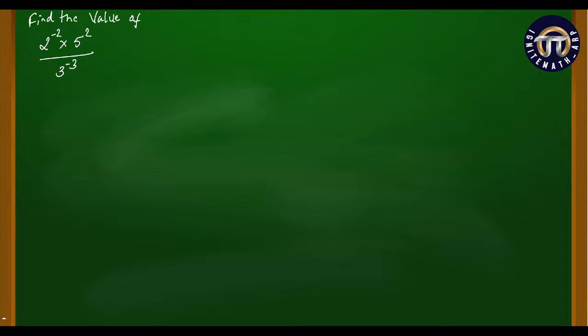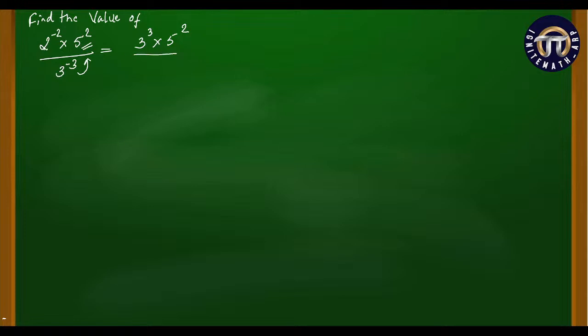So what I do over here, I write this 3 to the power of minus 3. I'll take it to the numerator so that the negative power will convert to positive power. So I can write this one as 3 to the power of plus 3. Then, if you observe carefully, 5 to the power of 2 is already positive, so I don't take it down. I'll keep it as it is in the numerator.